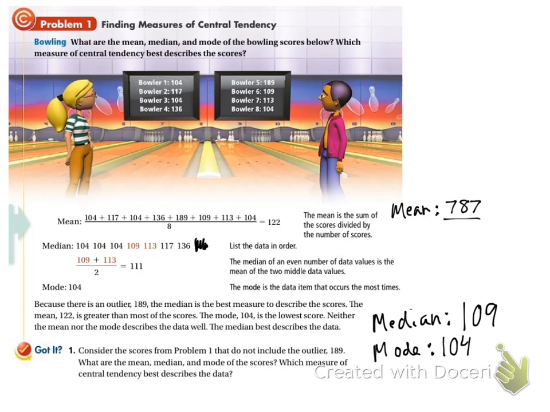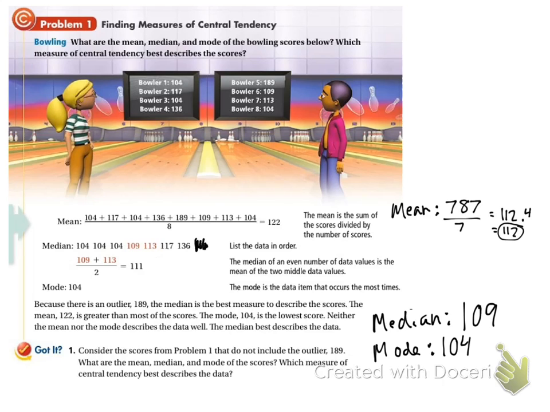And then we've got to divide it by the number of pieces of data we had. So we had 1, 2, 3, 4, 5, 6, 7. There are 7 pieces of data here. Okay, so I'm going to divide this by 7. And if I divide it by 7, I get 112.4. So I'm just going to round this to be 112 because that doesn't make sense in terms of bowling. So my mean is 112.